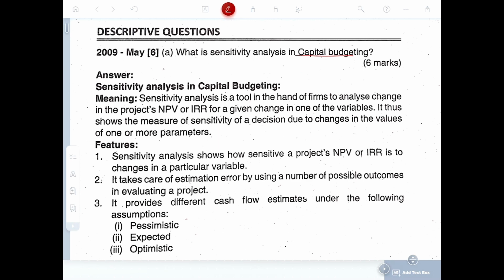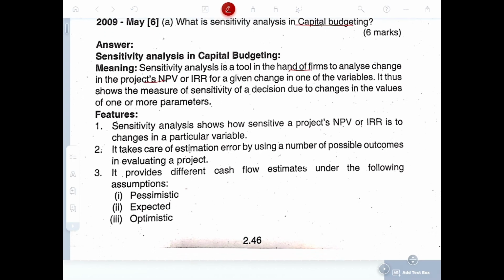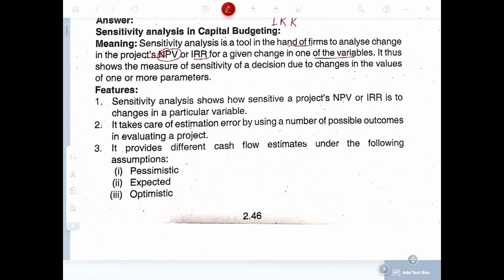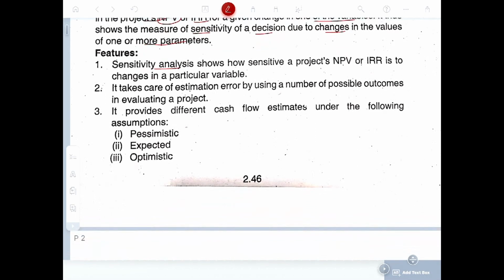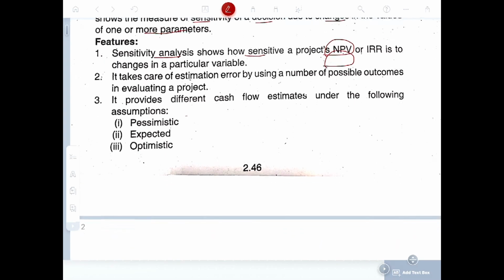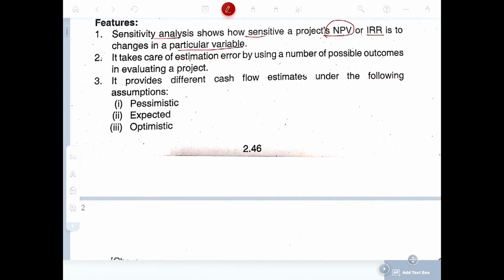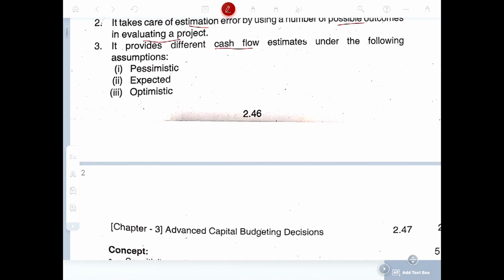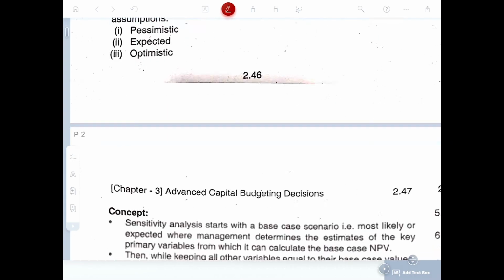What will be the changes we make? That is the thing. Sensitivity analysis is a tool that helps firms analyze the change in the project's net present value and internal rate of return for a given change in one of the variables. It shows the measure of sensitivity due to change in the values of one or more parameters. It takes care of estimate error by using a number of possible outcomes to evaluate the project. It provides various cash flow estimates under the following: pessimistic, expected, and optimistic.